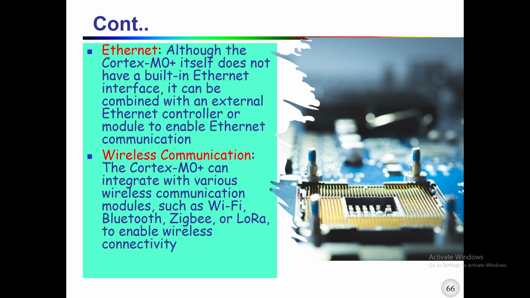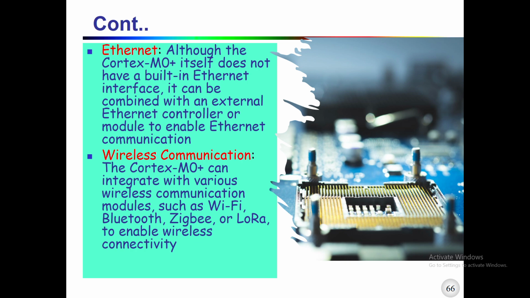If we are having an internet connection for our communication, we will use Ethernet. Although the Cortex M0 itself doesn't have a built-in Ethernet, it can be combined with an external Ethernet controller or module which enables the Ethernet communication. So there are devices which support this Ethernet communication in addition to the microcontrollers that we can use. It's a module. We can connect them through pins and use our communication through the internet.